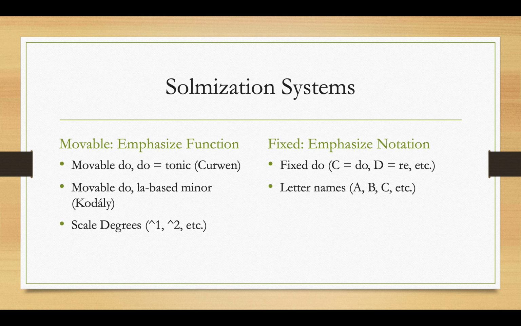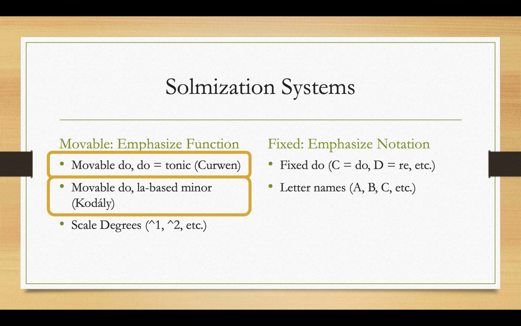So, which solmizations will we be using in this class? There are three of them. First, we'll be using movable do with do-based tonic. This is the one that I will use primarily. I think it is one of the best at communicating harmonic function, especially given our background and strengths in solfege.